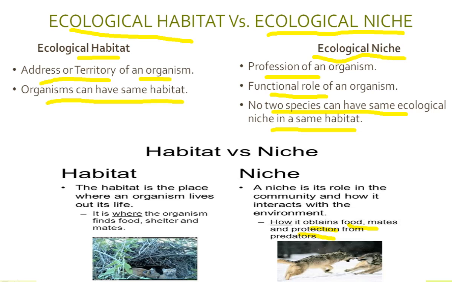Although we learn from this diagram. So the habitat is the place where an organism lives out its life. It is where, remember this keyword, where the organism finds food, shelter, and mates. And a niche is its role in the community and how it interacts with the environment. Remember this keyword, how. How it obtains food, mates, and protection from predators. Okay.